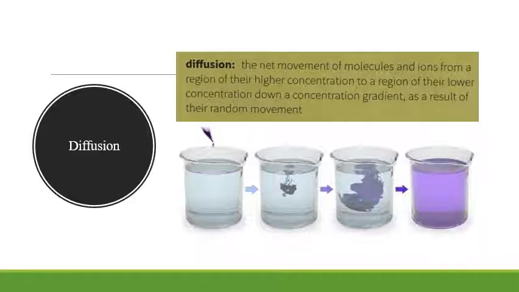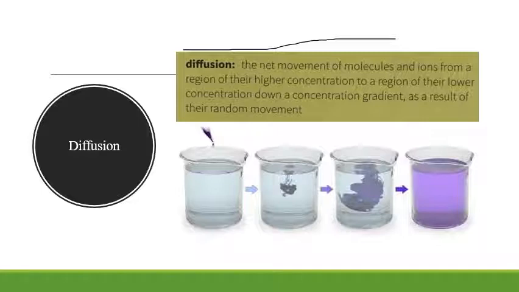energy. And so one of these methods of passive transport is diffusion, which is defined in the book as the net movement of molecules and ions from a region of their higher concentration to a region of their lower concentration down a concentration gradient as a result of their random movement. So diffusion is not explicitly a biology term, it is also in chemistry and physics.